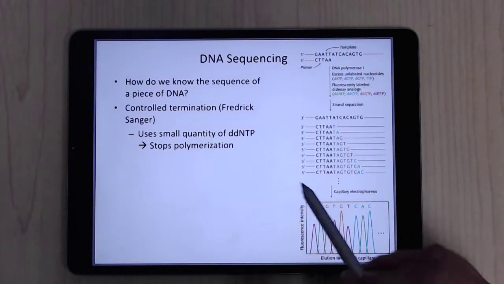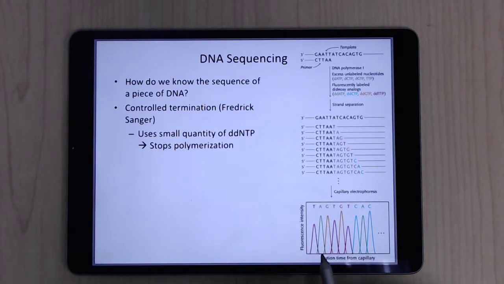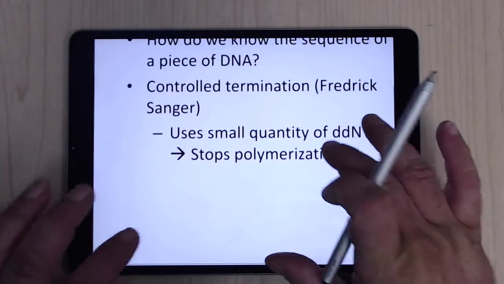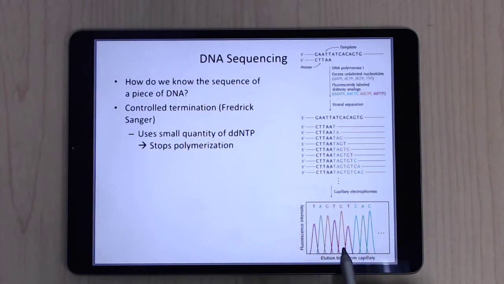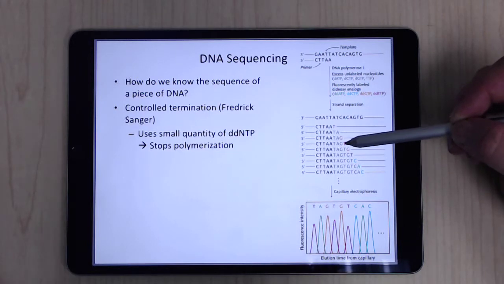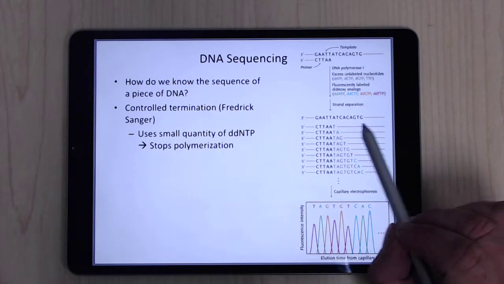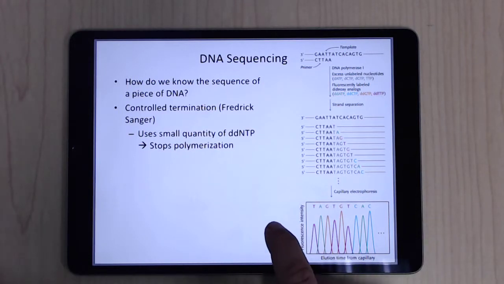So what you do is you put this mixture on what's called a capillary electrophoresis. It separates things out by size. And so you can literally read what's coming off of here. You can then read the order of the different colors coming off, and that's going to correspond to T, A, G, T, and so on. You can read that coming down the pipe. So for that, it works really, really well, or at least it can.